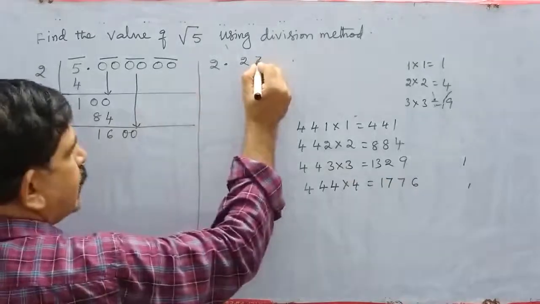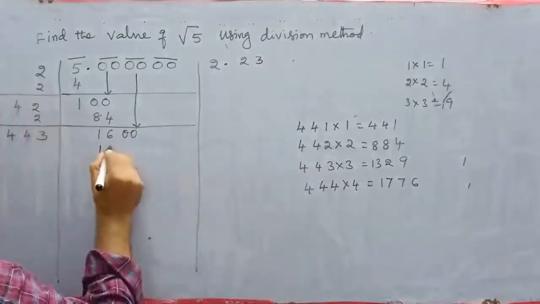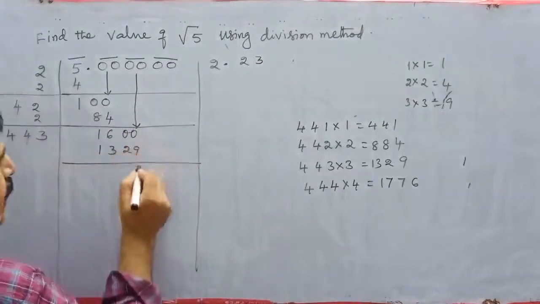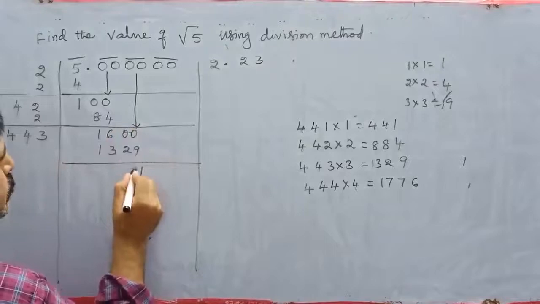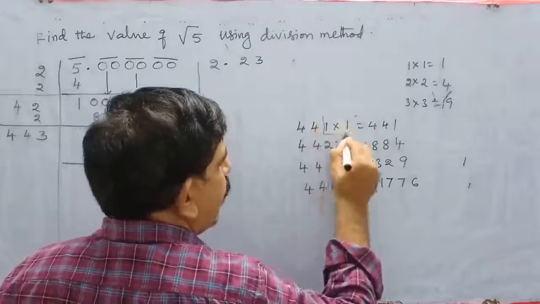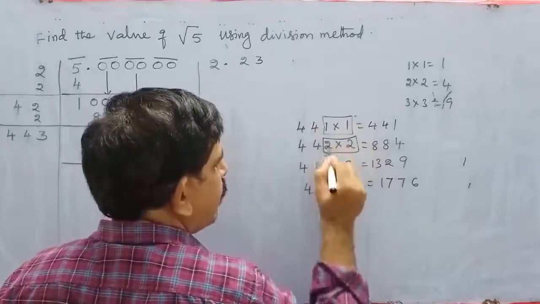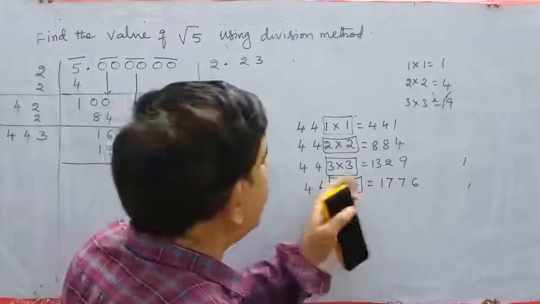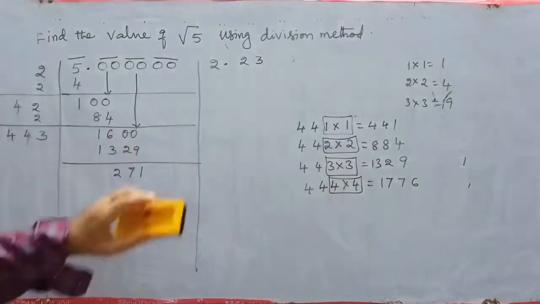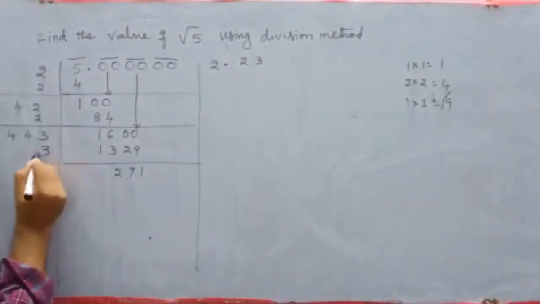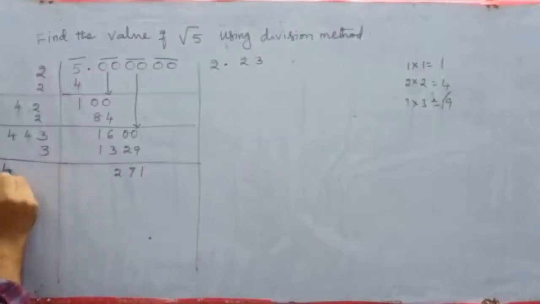3 times here, write 3. Next, 1329. 10 minus 9 is 1, 9 minus 2 is 7, 5 minus 3 is 2. See here, these are the perfect square numbers. Like this you have to take the number of times. Okay, next one, double this one, 446.